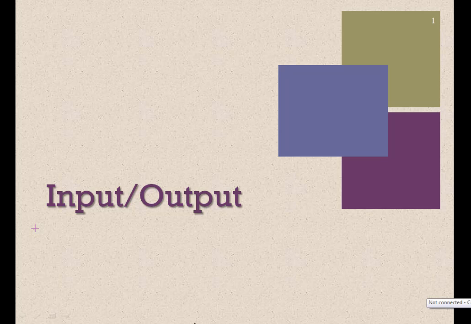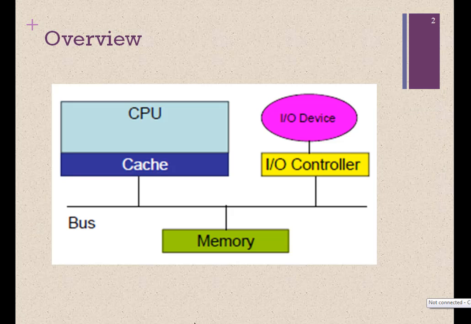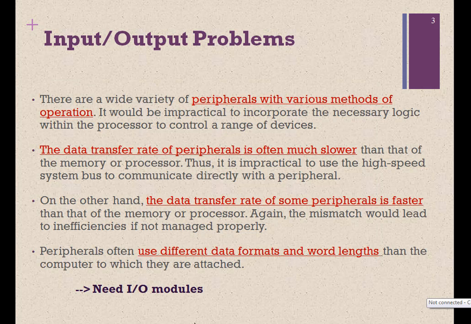In this section we will discuss input and output units, their ports, and some interfacing. In overview, you see input devices, input/output controllers, and memories like system memory in which IO devices and their controller memory is used. Buses are used for data traveling and transferring purposes. In input/output problems, there are peripherals with various methods of operation, with logical operations within the processor to control different devices.